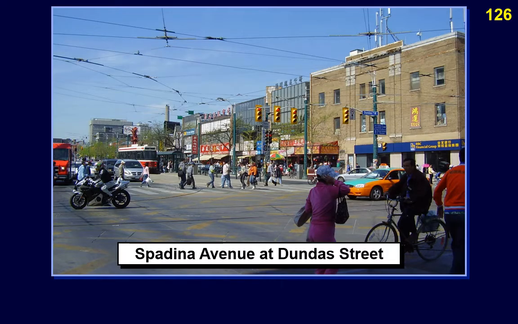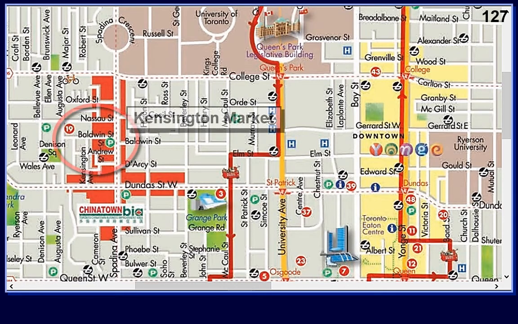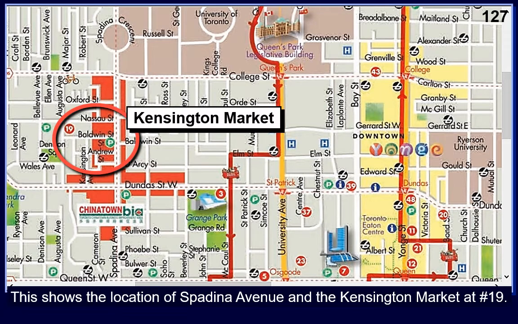Spadina Avenue is one of the most prominent streets in Toronto. It changes in different neighborhoods as it passes through the western downtown section. This shows the location of Spadina Avenue in the Kensington Market at number 19.